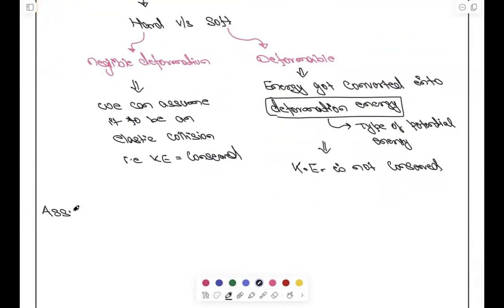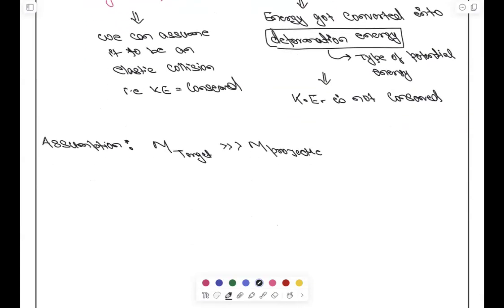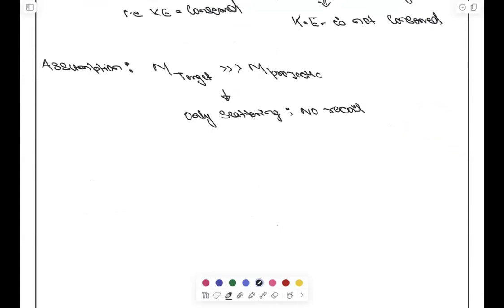Now, assumption. Mass of target is again much greater than mass of projectile. So what does it mean? Only scattering, no recoil. Yes or no? Only scattering, no recoil. Is that clear, everyone? So we have to deal with the geometry now. Okay?